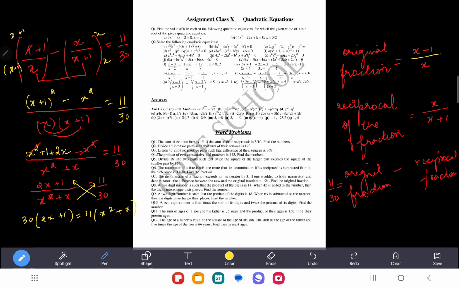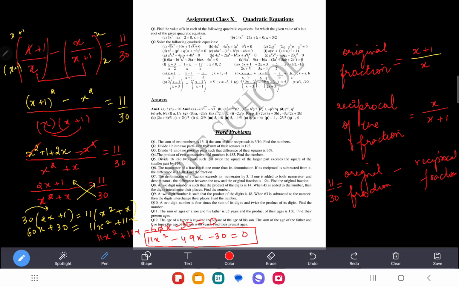When you crisscross, are you understanding? And just multiply. So basically, this is kind of solving the equation. So if you have 60x plus 30 equals 11x square plus 11x, isn't it? Then we simply take everything on the other side. So we have 11x square plus 11x minus 60x minus 30 equals 0. So you will have 11x square minus 49x minus 30 equals 0.